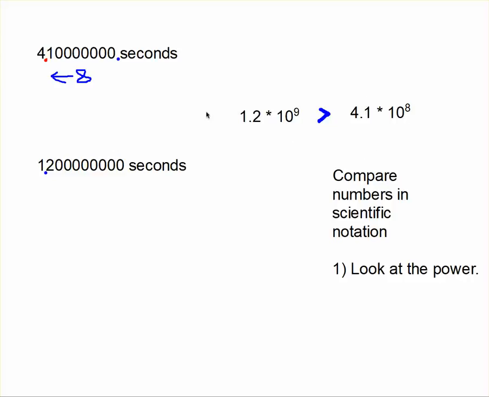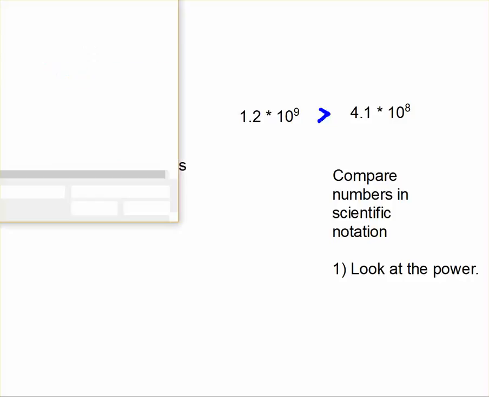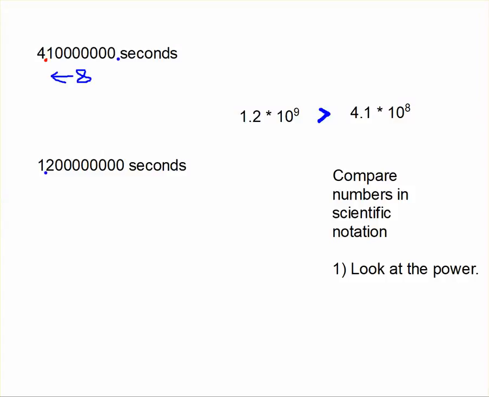Okay, so let's do one more example of converting, and then we'll sum it up and talk about what you're going to do in class today. Whoops, I hit the wrong thing. Let's insert a page. There we go.